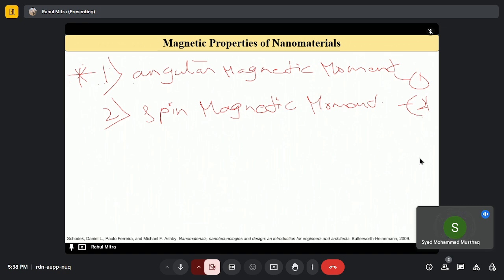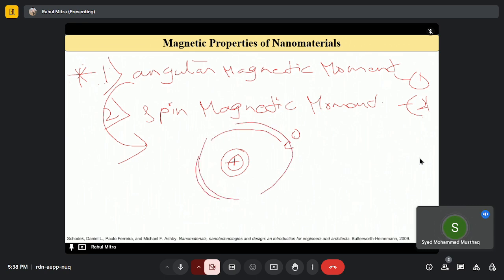Again, simplifying it in a classical manner. The angular magnetic moment arises from, let's suppose this is my nucleus, which has the protons and neutrons in it, and the electron is revolving around it. For example, in the hydrogen atom, the electron is circulating around a nucleus, and because of that, if we apply the Biot-Savart law, we have the generation of a magnetic field because of the movement of the electrons.